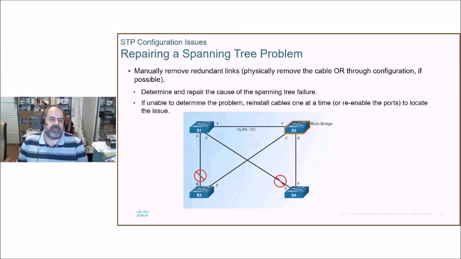Okay, so how do you repair a spanning tree problem? If you've got a broadcast storm, that's when you start unplugging cables. As soon as you stop the broadcast storm by killing the loops, you can then investigate what went wrong with the configuration to allow that to happen.